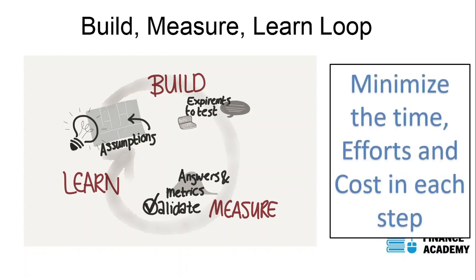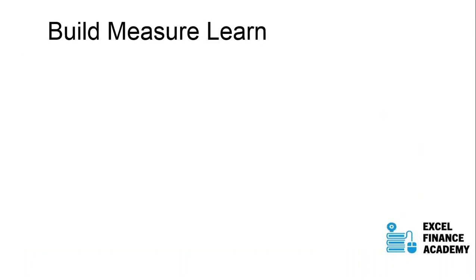The objective is to minimize the time and effort in each step. Each step means minimizing the time and the cost going from assumption to build, build to test, and test to learn. So this whole process has to minimize the time consumed in this particular loop, and also the money that we are going to spend on it.